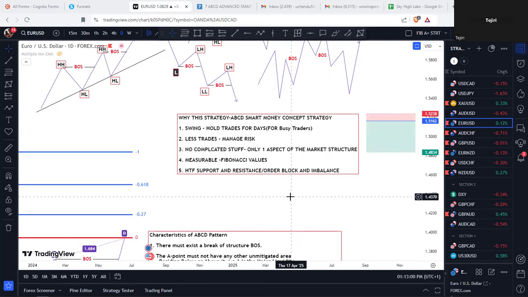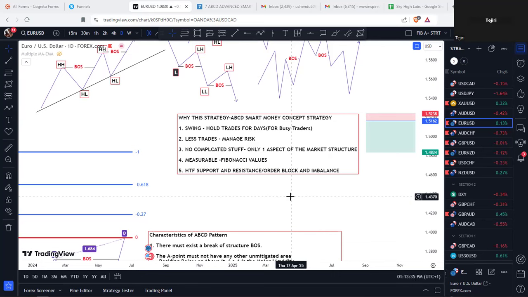Less trades. Of course, because it's based on daily price action, you have fewer trades every week, because price takes days to break structure on the daily time frame. It's not something you expect price to do every single time. So you should be able to hold trades for a longer period, and you have fewer trades because it takes more candles and more price action to break structure on the daily time frame, and to give you that unique symmetrical ABCD pattern you're looking for.